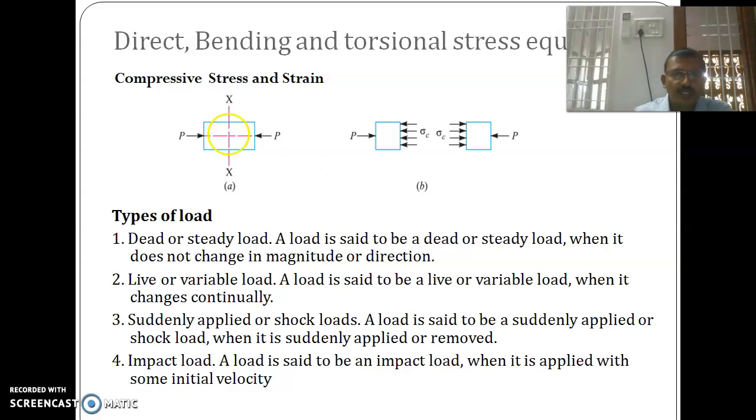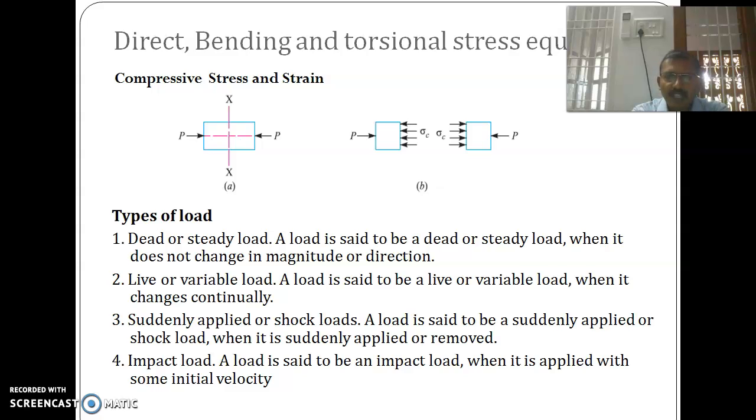Then the torsional stress equations. When a rotating shaft is subjected to torsional shear stress as well as bending stress, T by J is given by the torsional stress equation: T by J equal to tau by R equal to C theta by L. T is the torque, J is the polar moment of inertia, equal to Ixx plus Iyy, which is equal to pi by 32 d to the power 4 for a circular shaft.